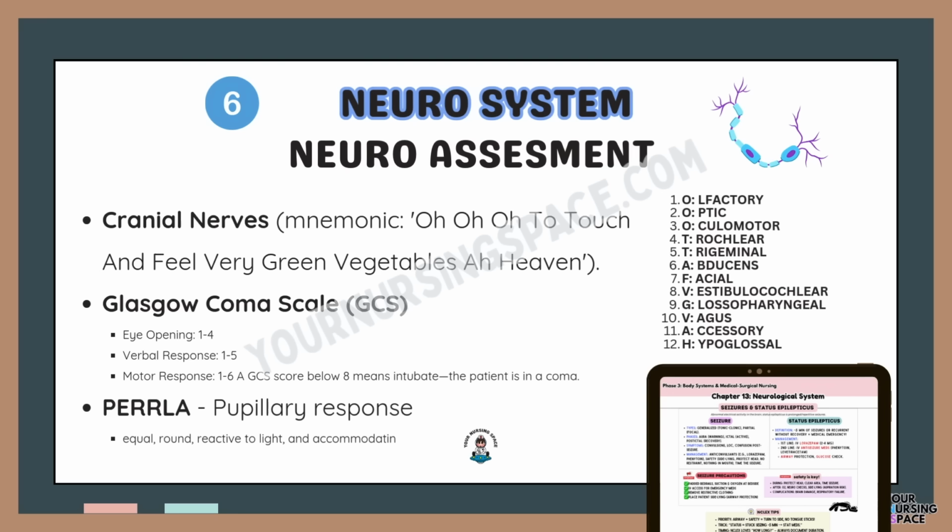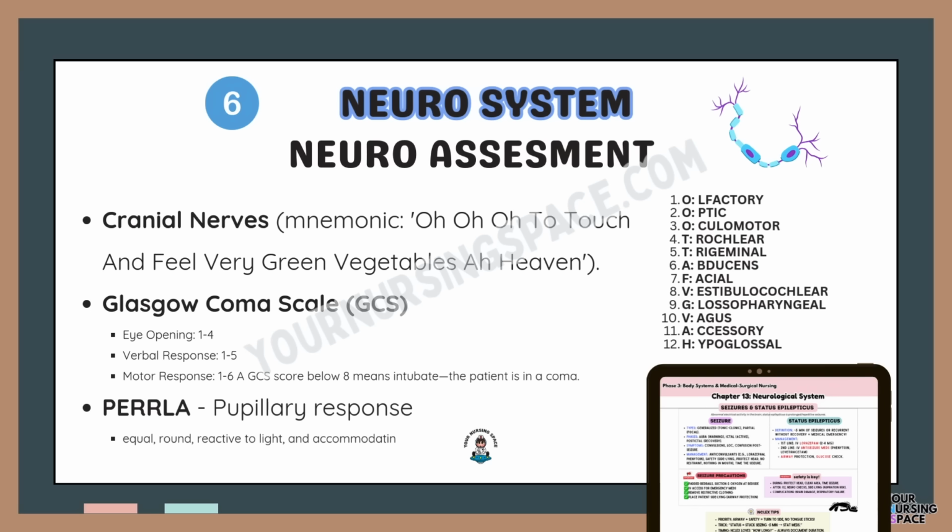One of the first things we assess is the cranial nerves, which control a range of sensory and motor functions. There are 12 cranial nerves, and because they are commonly tested, using a mnemonic makes them easier to remember. A useful one is O, to touch and feel very green vegetables, heaven, which helps recall their names. Olfactory, optic, oculomotor, trochlear, trigeminal, abducens, facial, vestibulocochlear, glossopharyngeal, vagus, accessory, and hypoglossal.